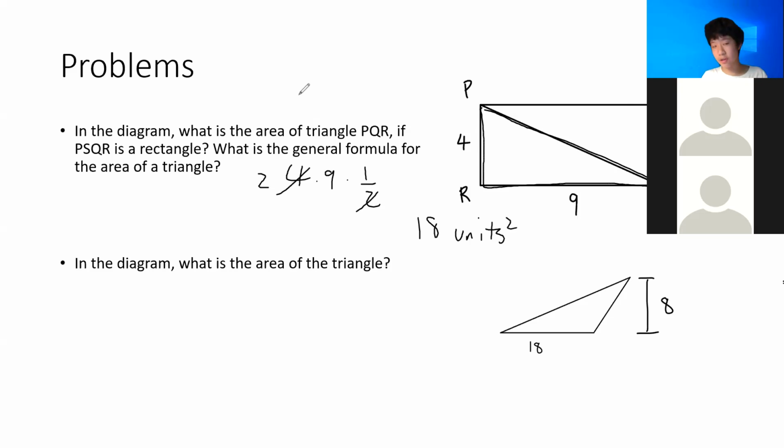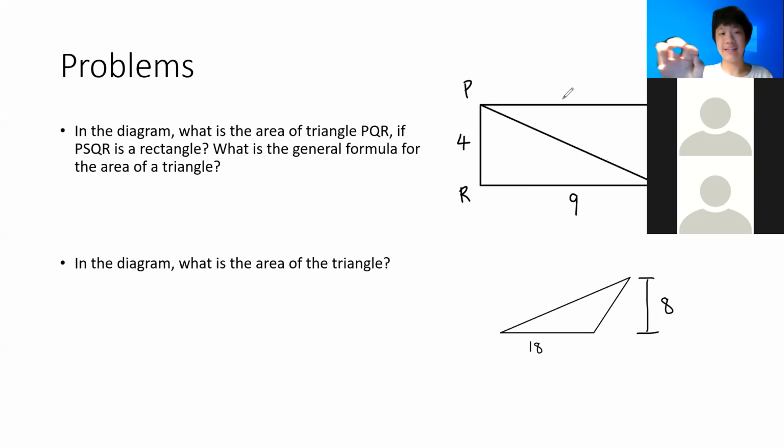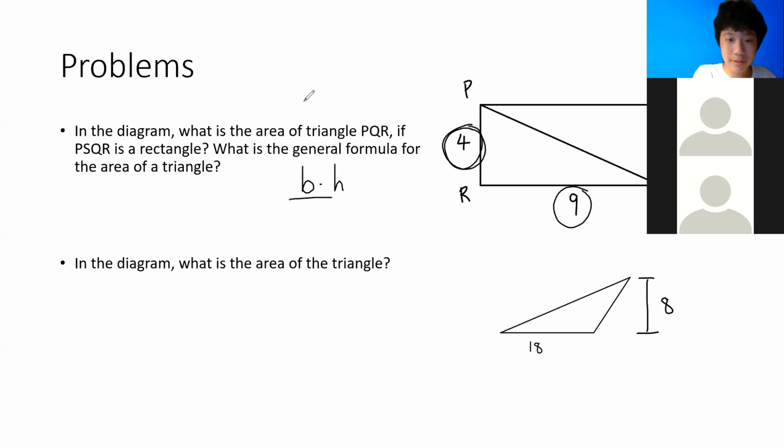Okay? So you don't really need to know the triangle area formula for this problem. You just have to use good thinking to figure out that the line cuts the rectangle in half. So what is the general formula for the area of a triangle? Well, we did base times height, or width times length. So basically it's base times height, and we divided that by 2.